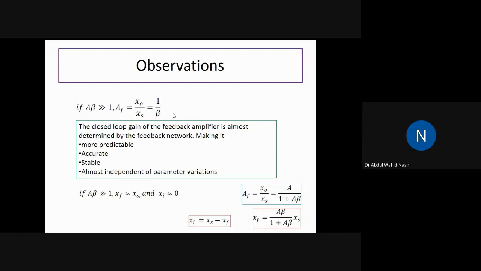What is beta? Beta is the constant gain of the feedback network. So from this we can conclude that the closed loop gain of the feedback amplifier is almost determined by the feedback network. Because see, this is only the feedback network. So what is the benefit of having this property? It makes it more predictable, more accurate, more stable, and also independent of parameter variation. That we will see in the next slides.